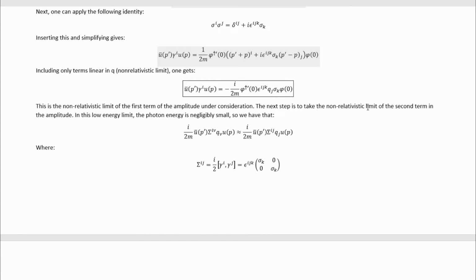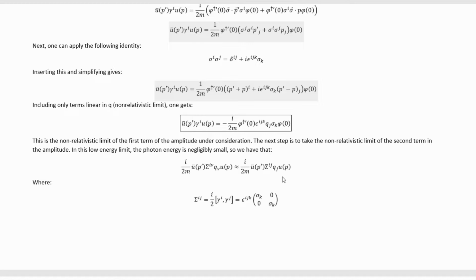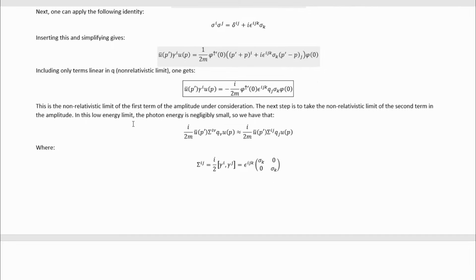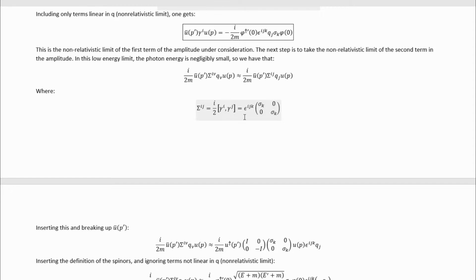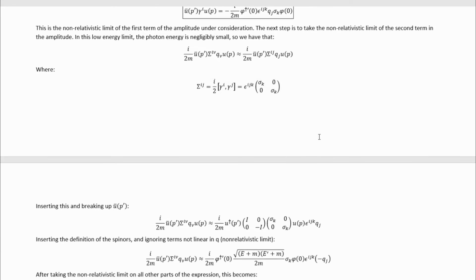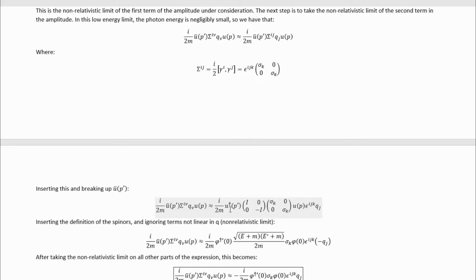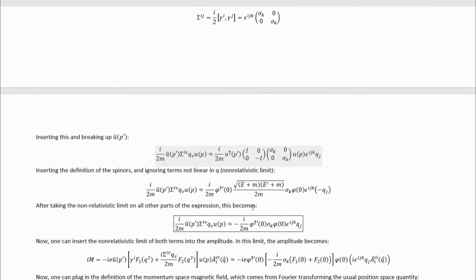The next step is to take the non-relativistic limit of the second term in the amplitude. Like when we were taking the non-relativistic limit on the first term, here in the second term when we take the non-relativistic limit and manipulate it into a more useful form, we're going to ignore the form factor because it's just a scalar multiple. In this low energy limit, the photon energy is negligible, so we find that this rough equality is true. Then we can remember this is the form of the sigma matrices and insert that in, as well as breaking up this U bar quantity into U dagger and this gamma zero factor.